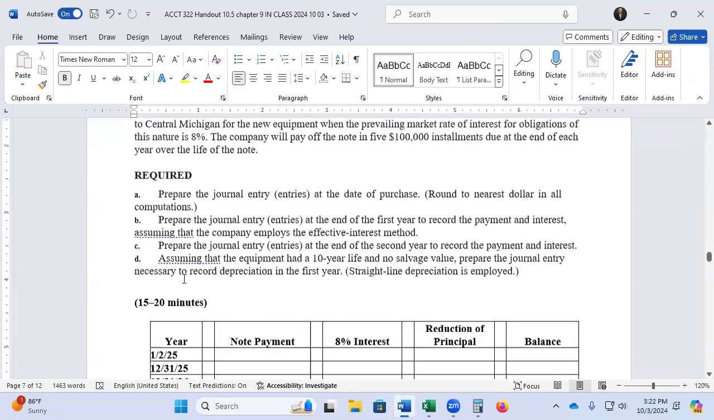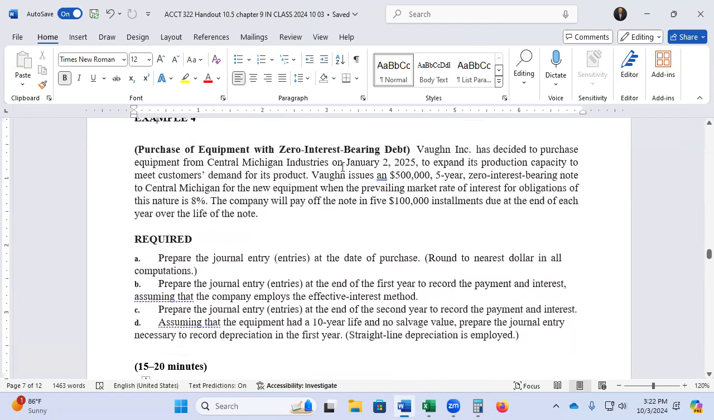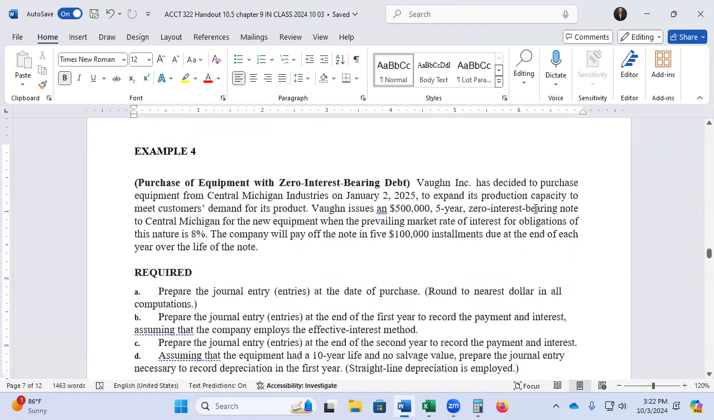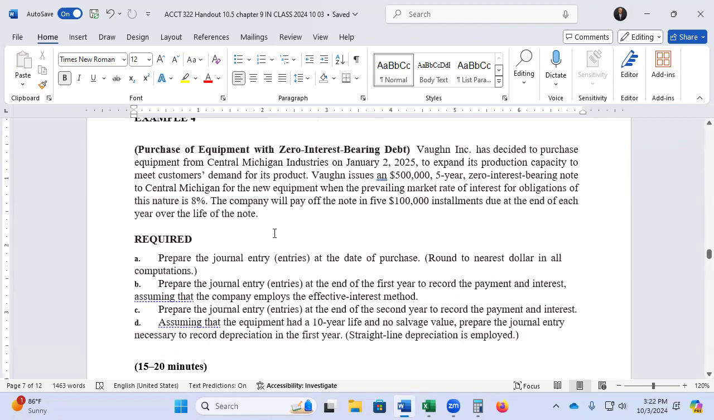Okay, let's look at example four. And I've kind of moved this up. And so we're going to do the table after we figure out what it is that we paid. So I'd like you to come up with your cost for the equipment and just calculate that. Give you about 5 minutes for it. You guys can obviously talk and work together. This is not a test or anything like that. And if you have any questions, please let me know.